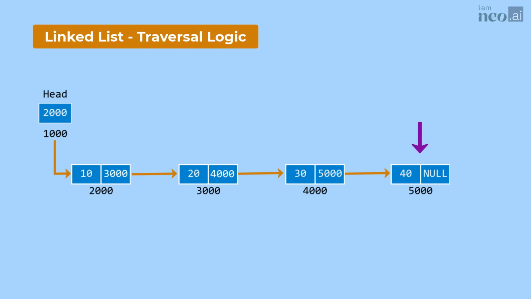So the next node is null. Now null states that we are at the end of the linked list. So I don't have any element to print further. I'll come out of the loop. That's all. This is the logic of traversing the linked list. Now let's write the program for this particular concept.